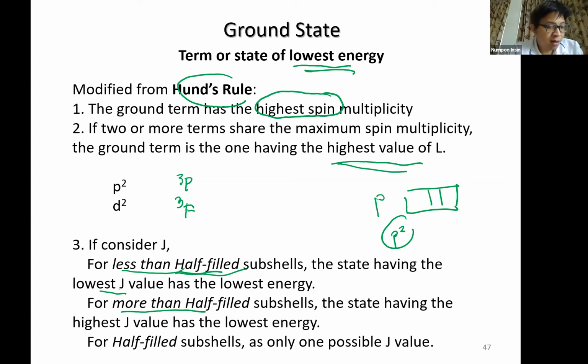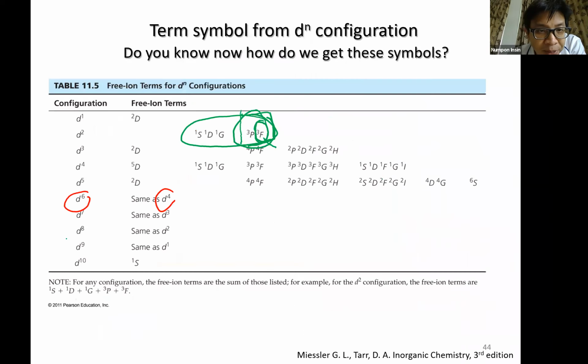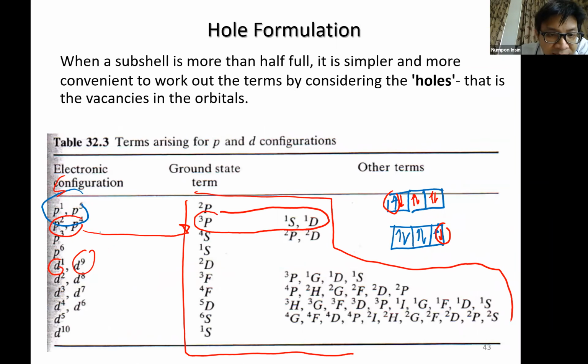But if you are more than half filled, for example, you are P4, you have to pick the one that has the highest J. So now the formulation is going to be different only in this final step. Before considering J, P2 and P4 give the same answer, that the ground state is going to be triplet P.